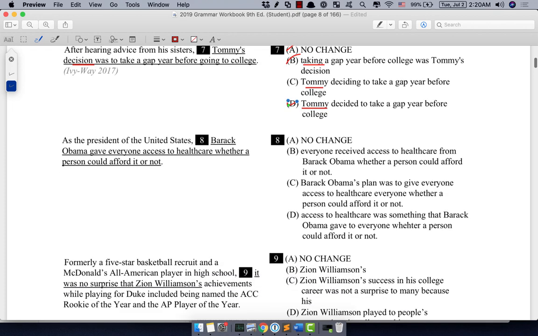Number eight, as the President of the United States. So with that modifier in the beginning, you know that it should be the President of the United States after the comma. A has Barack Obama, that looks like the President. B has everyone, not the President. C has Obama's plan. And again, this is not Obama, this is Obama's plan. So C is also not it. And D has access. So the answer is A, because Obama was the President of the United States.